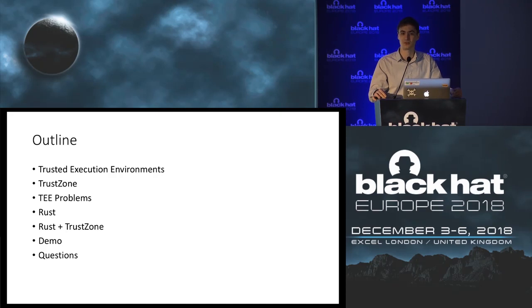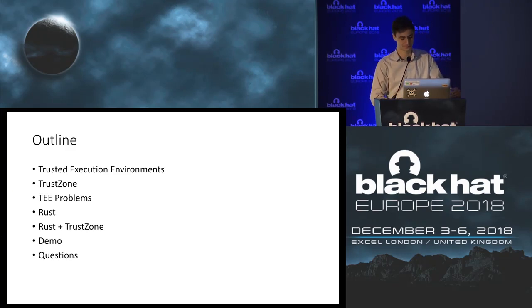Then talk about some of the issues with the code that's running in these things. Introduce Rust a little bit, talk about Rust. And then we'll put it all together, talk about how you can use them to make a trusted application in Rust. Demo a pretty basic one that we can show on a slide, and take any questions you folks have.